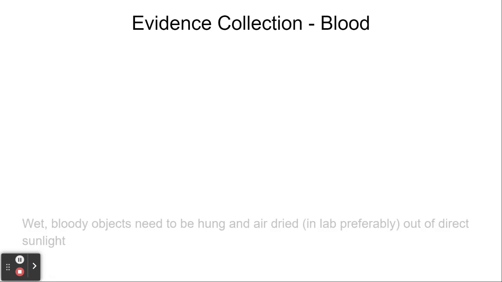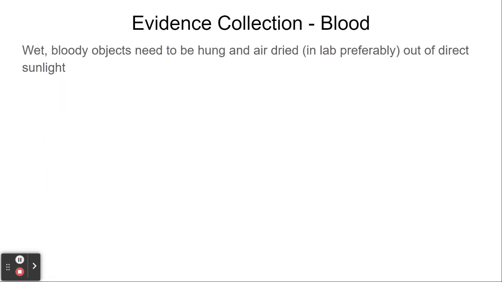In a lot of violent crime scenes, blood is going to be a major component, a major piece of evidence that's going to be collected. So you want to make sure that you can collect it correctly. Obviously, you need to allow those objects to air dry if possible, right? So you may have a bloody shirt at a crime scene. You're going to collect it at the crime scene.